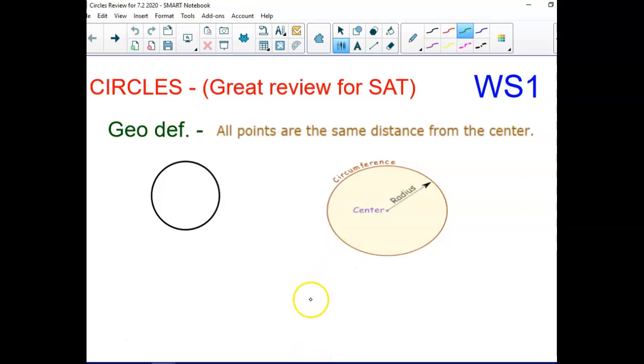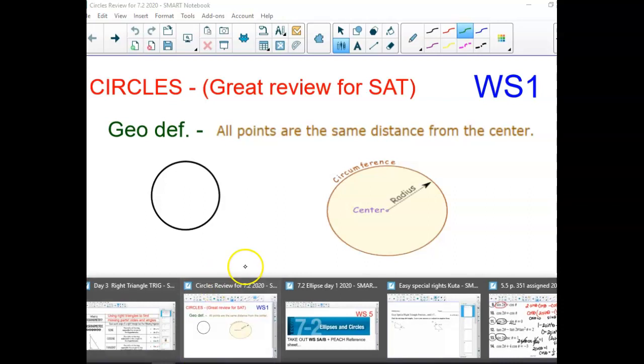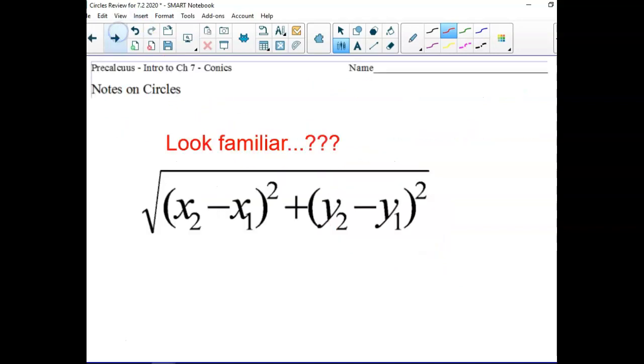So if I said all the points 6 inches from the end of my finger, okay, what would I get? A circle if it was in a single plane. If it was three-dimensional, I'd get a sphere, right? So all the points the same distance from some center are what makes a circle. The distance around the outside is called the circumference. This is the center, radius. All those should sound familiar.